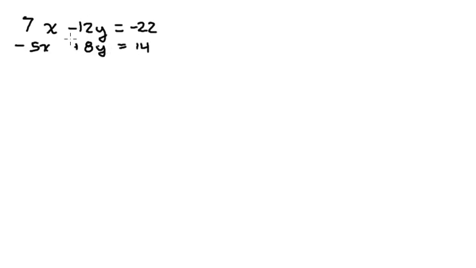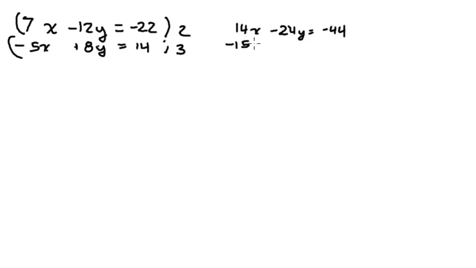Now remember, my least common multiple, or the smallest number that both 8 and 12 go into, is 24. So I'll multiply this top equation by 2 and the bottom equation by 3. When I do that, with the top equation, I get 14x minus 24y equals negative 44. And on my bottom equation, I get negative 15x plus 24y equals 42.